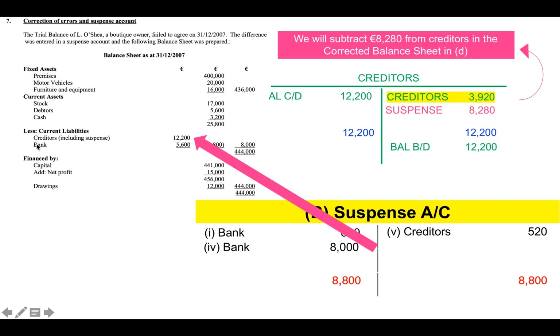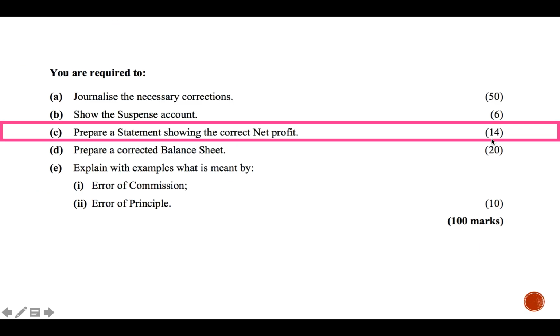If we think about it here, this creditor's figure that was in the balance sheet, it says it incorporates suspense 12,200. That incorporates that original difference 8,280. So if we thought about the creditor's account as a T account there, the balance brought down was 12,200 on the credit side. On its credit side, it's a liability there. Okay, so that's the balance brought down. The suspense here is 8,280 on the credit side. So therefore, the creditors, they're 3,920. So when we get to the balance sheet, we are going to subtract 8,280 from the €12,200. Okay, so that'll be in part D.